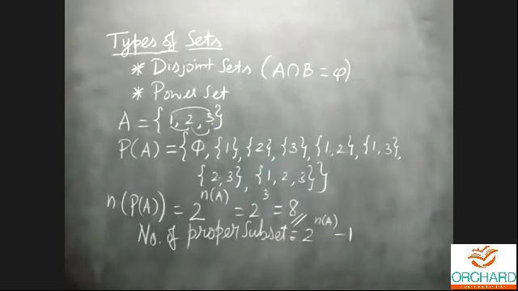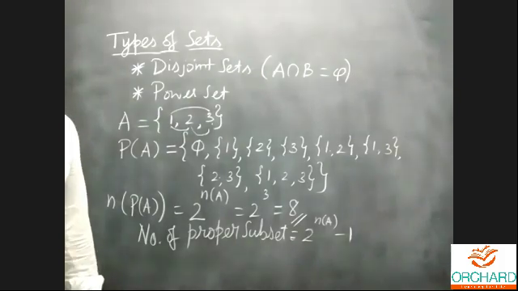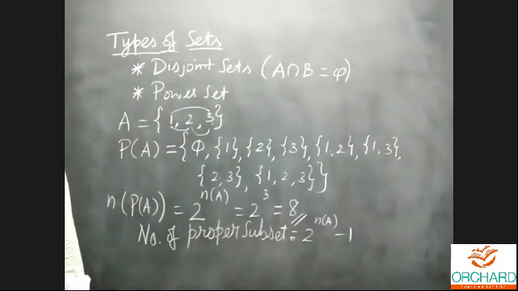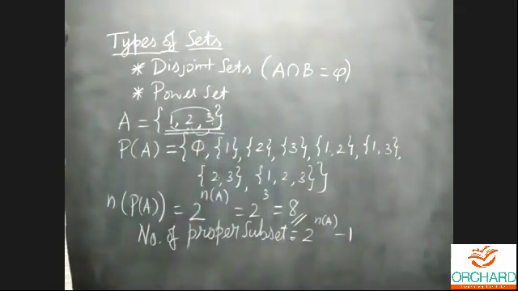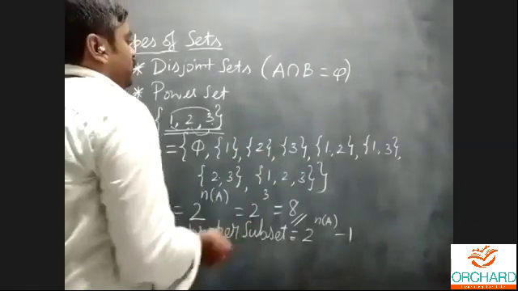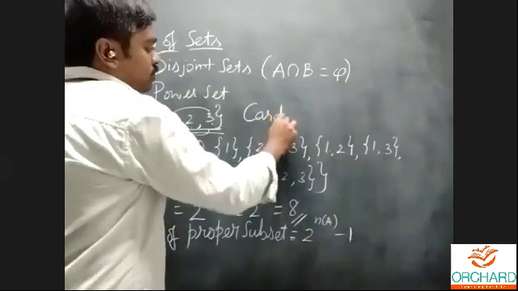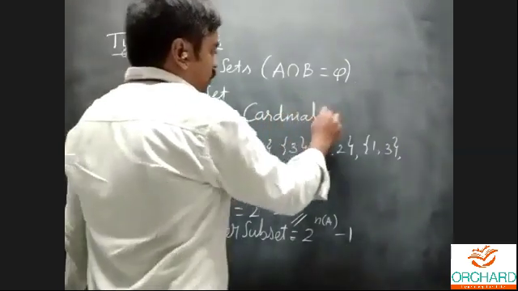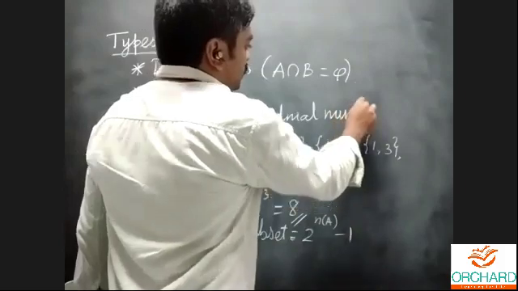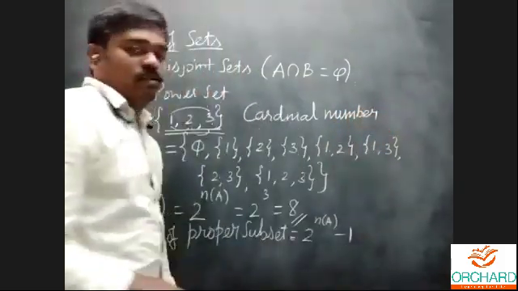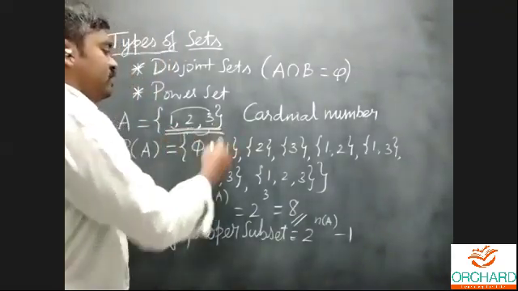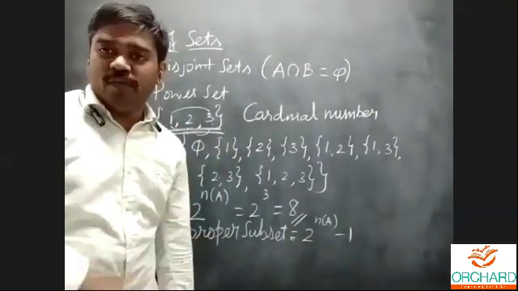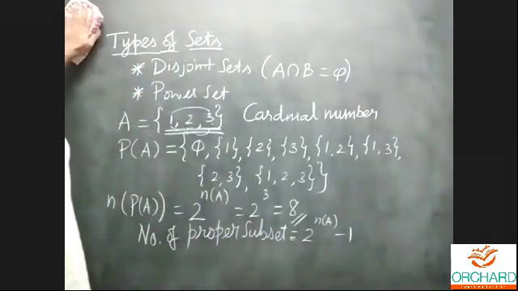And next, find the cardinal number of a set, in exercise number 1.2. How many elements are in the set A? There are 3 elements. The cardinal number means how many elements are in the set. That is called the cardinal number. There are 3 elements in the set A, therefore N of A is equal to 3. That's the first idea in exercise number 1.2.